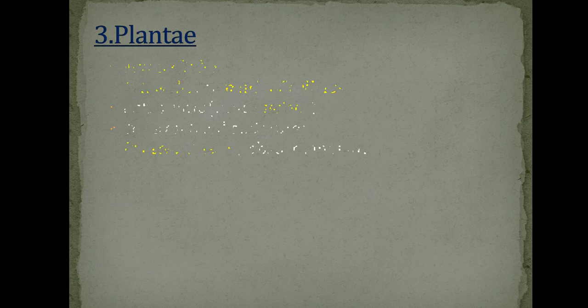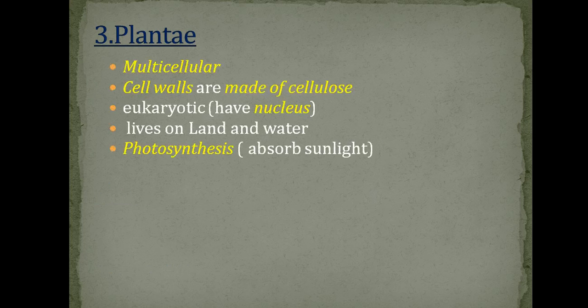Next is the kingdom Plantae. Plants are multicellular. They are eukaryotic, meaning they have a nucleus. They produce food through photosynthesis. The plants convert energy from sunlight into food stored as carbohydrates. They live on both water and land.